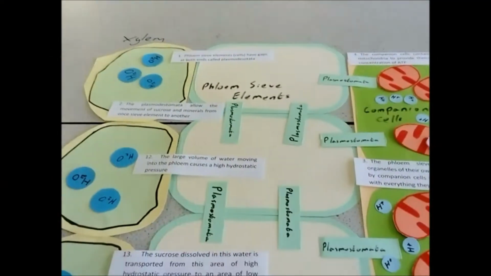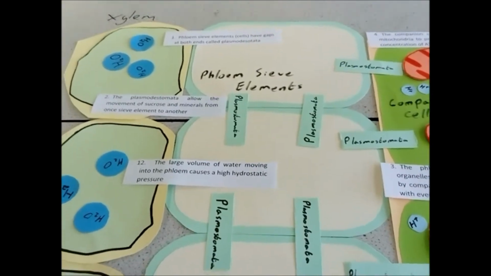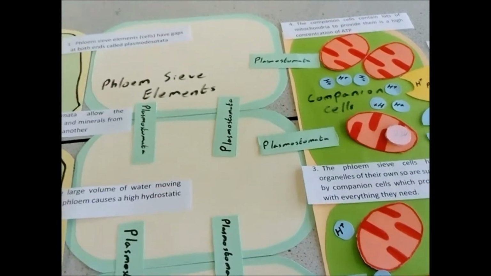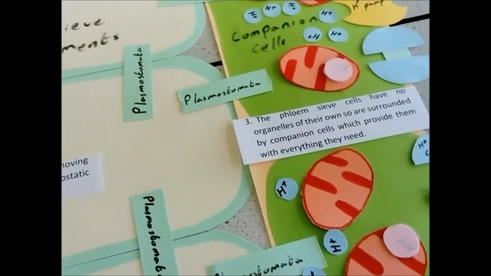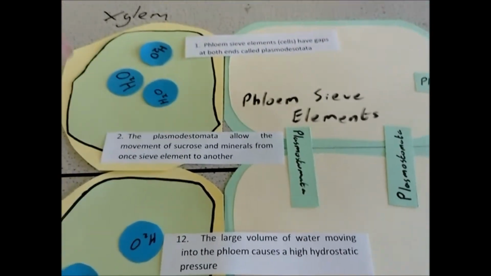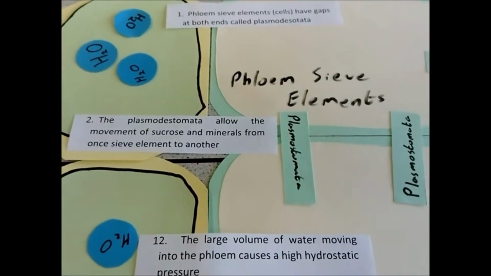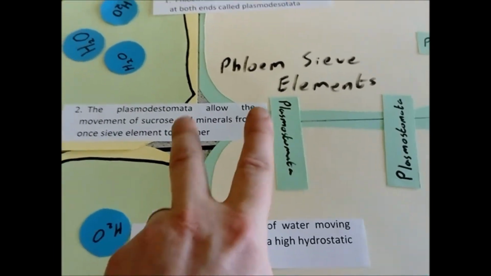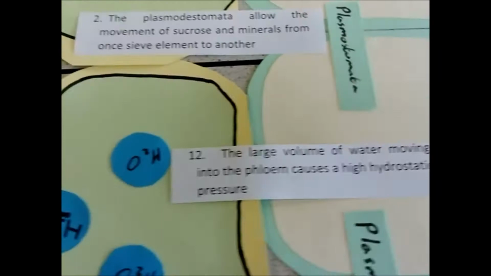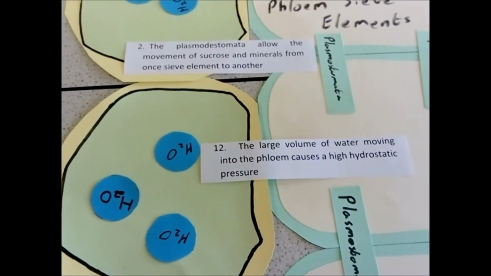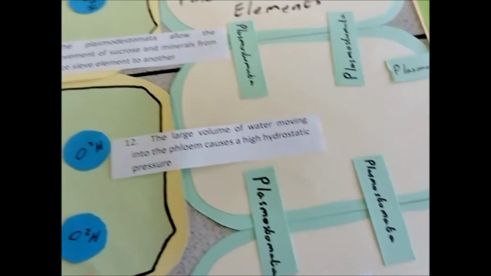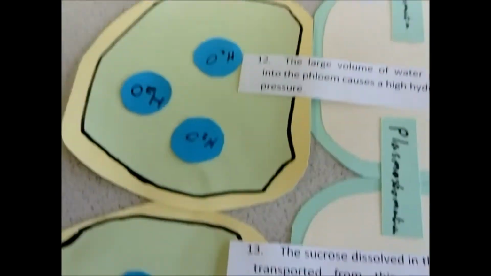So translocation is the movement of sucrose through the phloem sieve element from a source to a sink. The first thing when you're answering a question that you need to talk about is that the phloem sieve elements have gaps at both ends called plasmastomata. The plasmastomata allow the movement of sucrose and minerals from one sieve element to another.